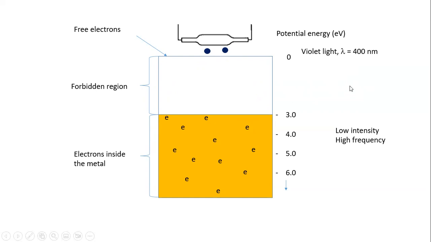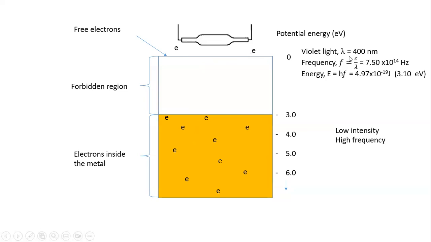So in this case, I consider violet light with low intensity but high frequency. Frequency is related to the wavelength of the light. Since lambda is small, the frequency will be large. But intensity refers to the number of photons. Let's consider there are only 2 photons, so intensity is very low. When I shine violet light with low intensity, you find that photoelectrons will be emitted. If I use 2 photons, then 2 electrons are emitted.